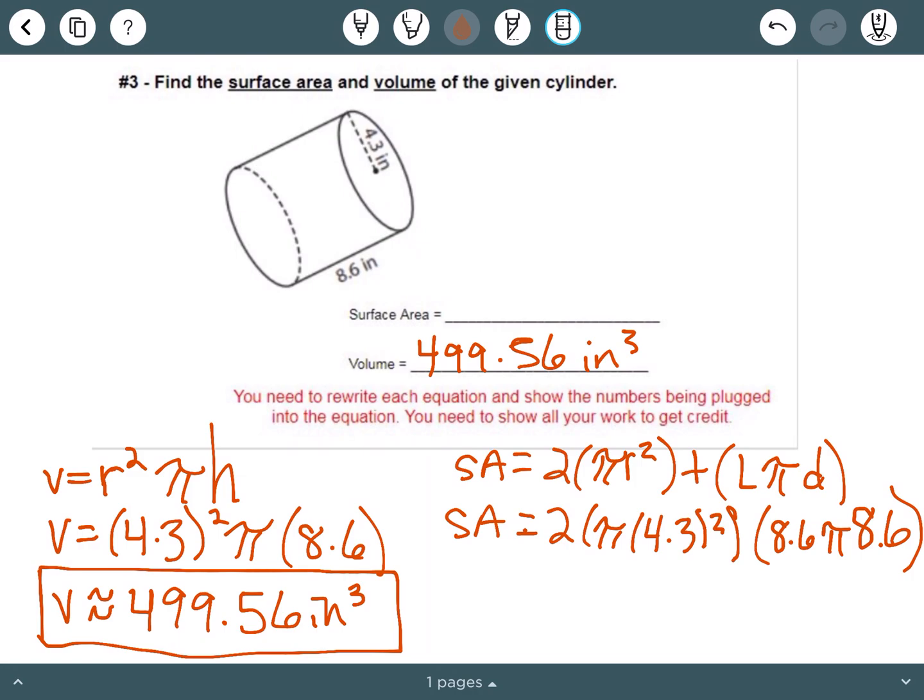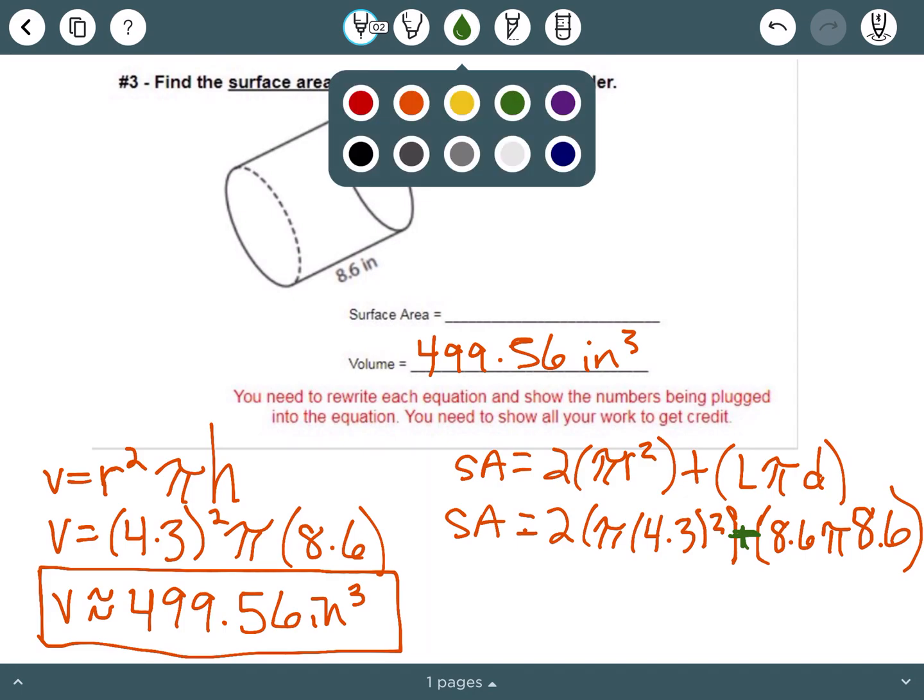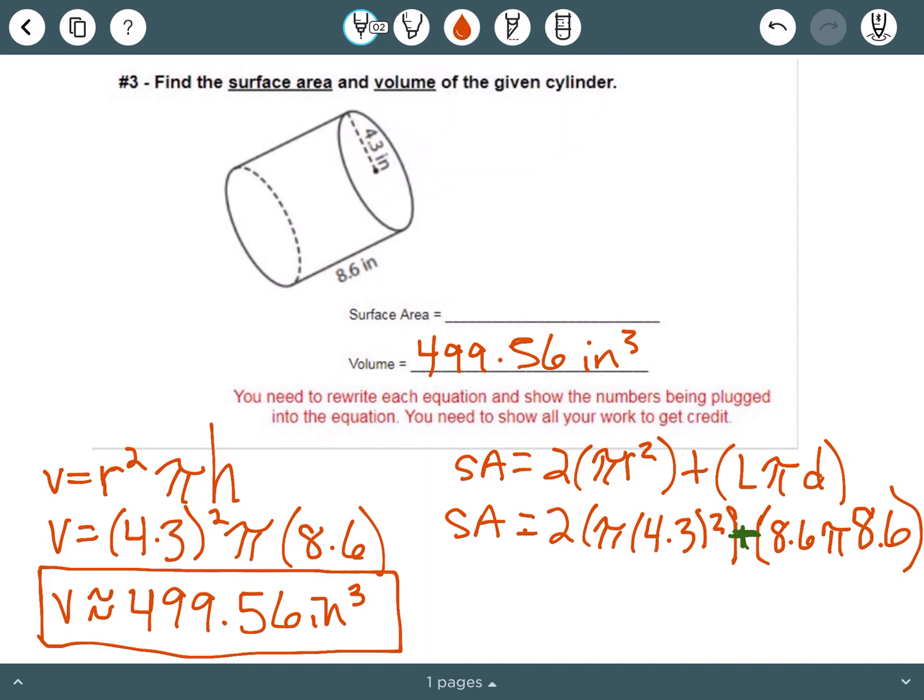All right, ooh, I see that I forgot to put an add here. That makes a big difference. Oh goodness, okay. I'm going to do it in green so you can see. I need an add here. So there's my addition sign. If we don't have that addition, it's going to give us a very different answer. So I'm going to put that into my calculator. And then parenthesis 8.6, pi button, and 8.6, and parenthesis, enter.